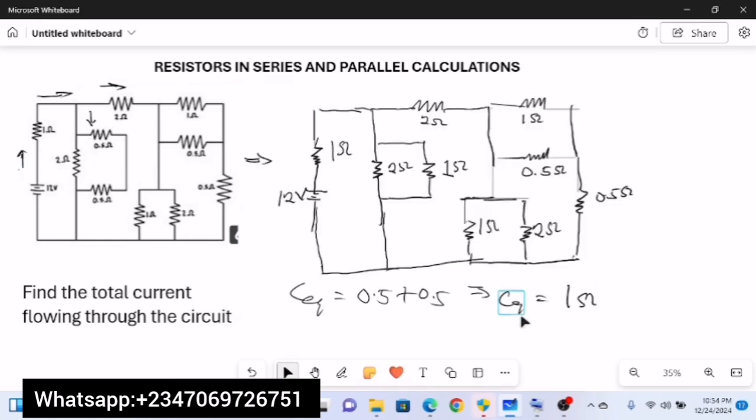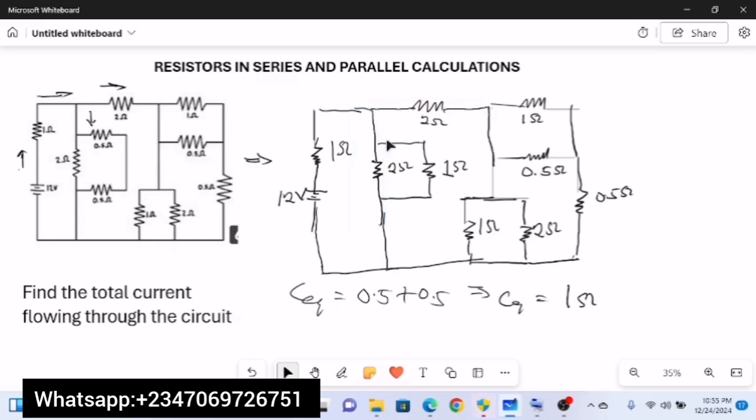Alright, so having found the equivalent resistance for these two 0.5 ohm resistors to be 1 ohm, the circuit looks like this. So we've been able now to find the equivalent resistance between these two, and we have it to be what? 1 ohm.